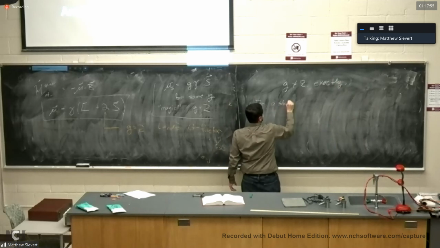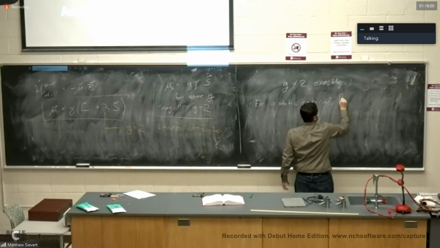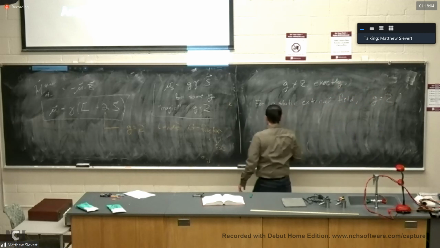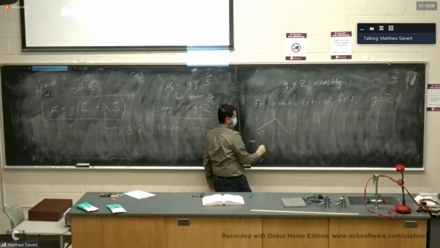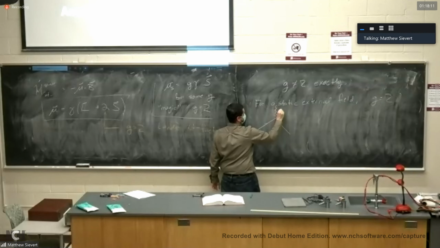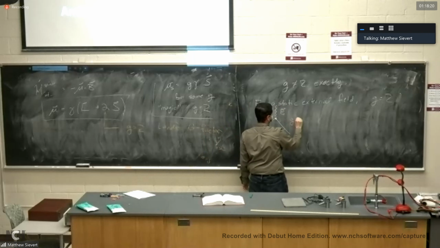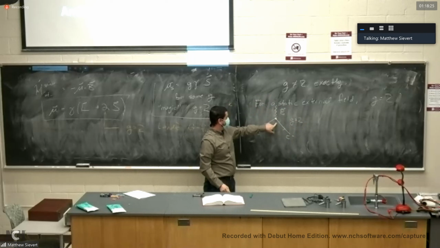For a static external field, g is equal to 2 exactly. So if I draw a picture associated with this, I would say I have something like an electron, which comes in, it gets hit by the magnetic field B. And right at that interaction, this elementary coupling coming from that interaction Hamiltonian corresponds to g equals 2. The electron comes in, it gets hit by the magnetic field, sees g equals 2, and the electron goes back out.